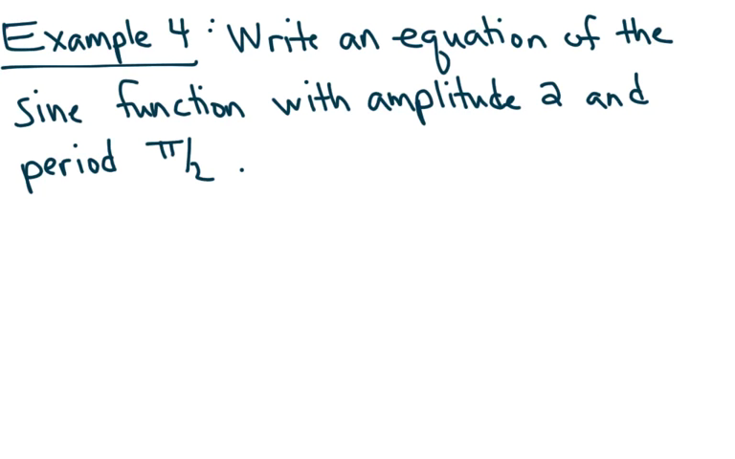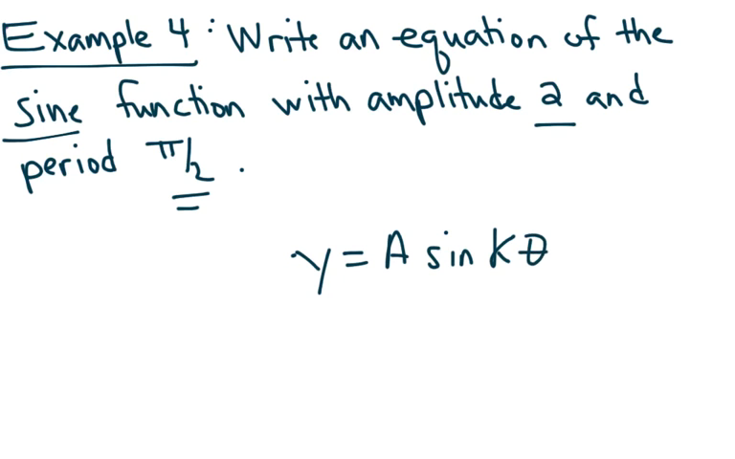Let's go the other direction now. What if I tell you the amplitude and period, and I want you to determine the equation? So first of all, it says the amplitude is 2. We want to write a sine function, and the period is pi over 2. So I know I'm going to write the equation y equals a sine k theta.